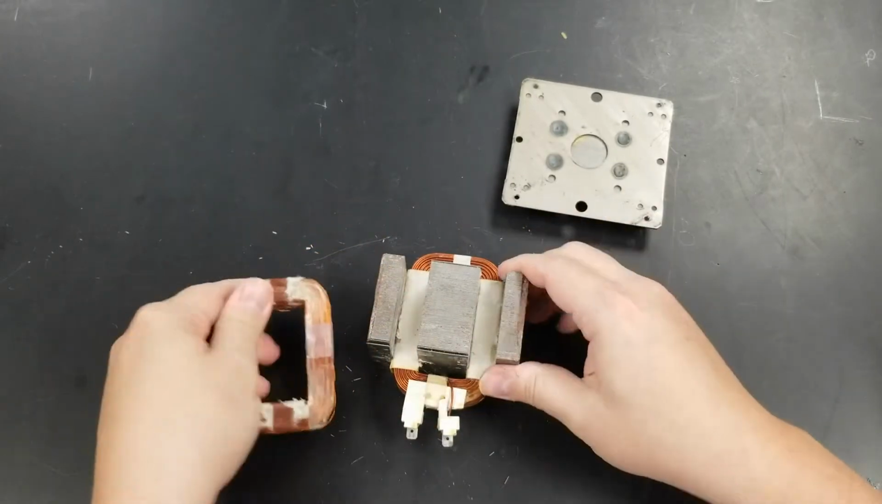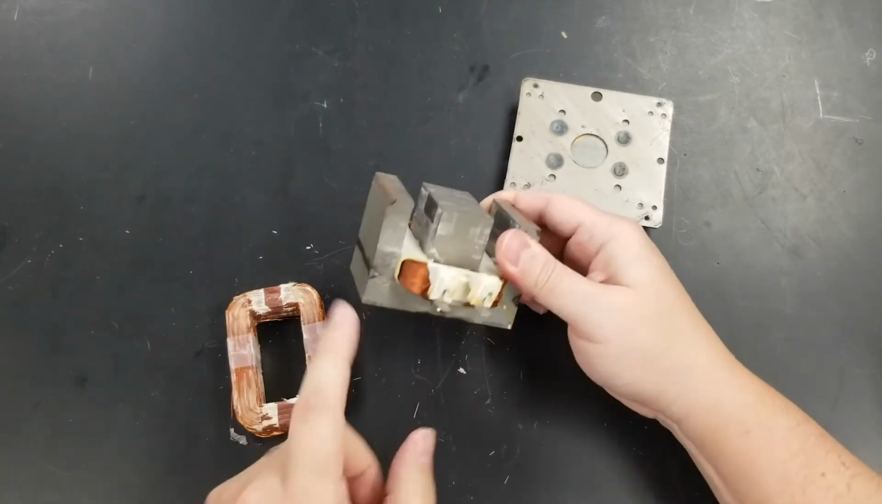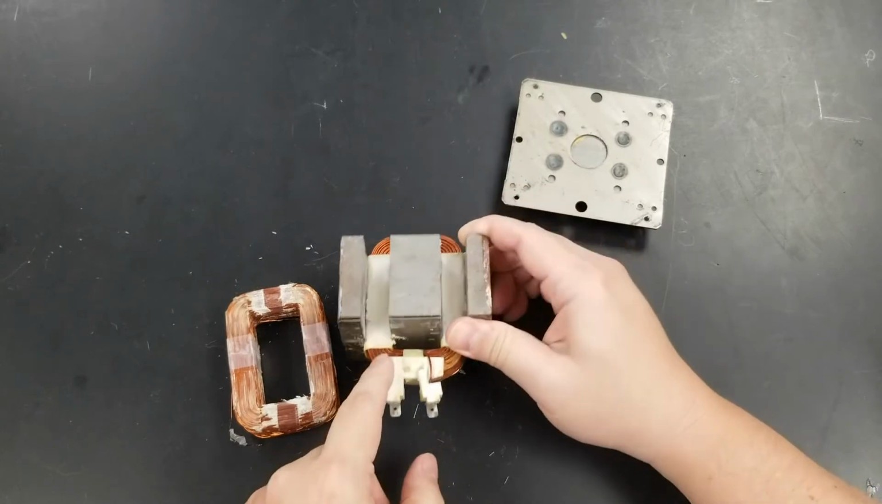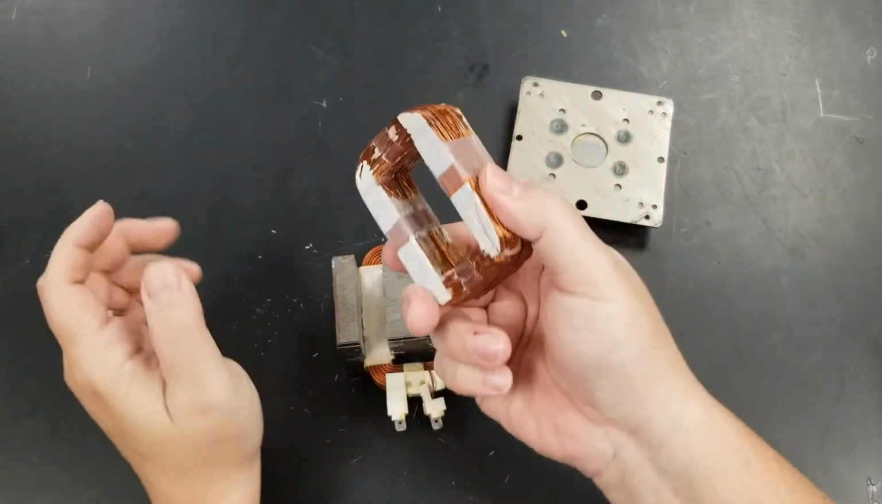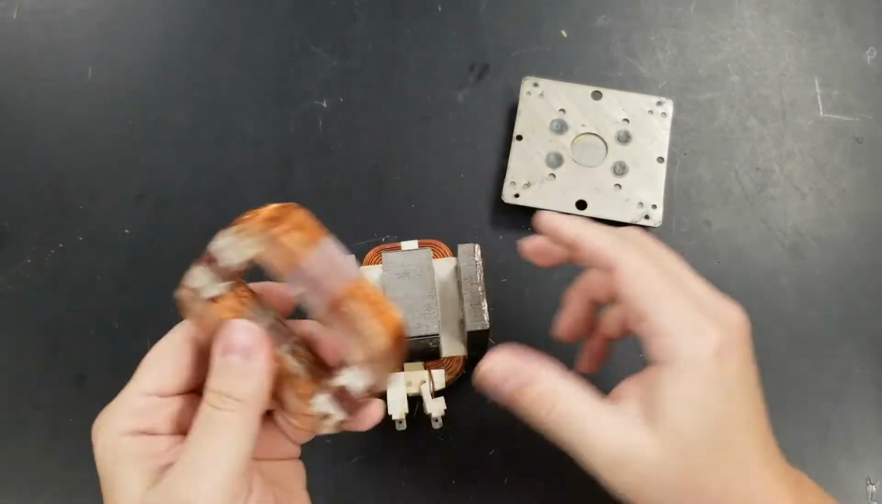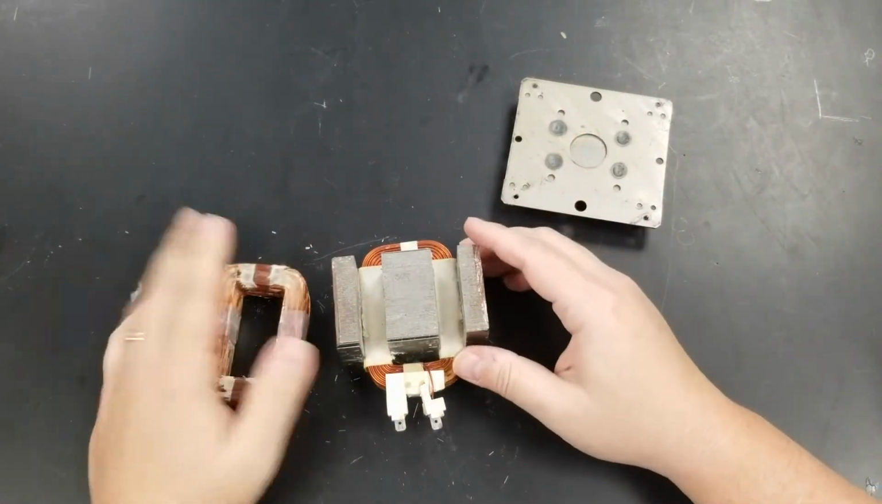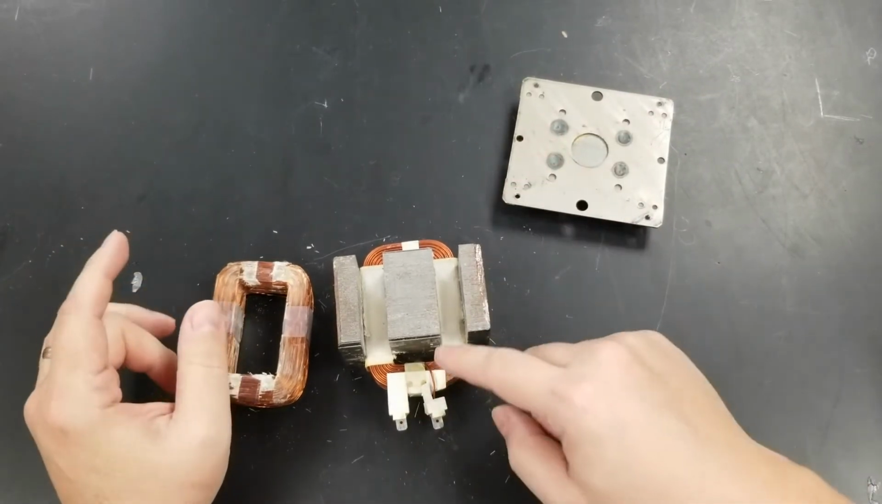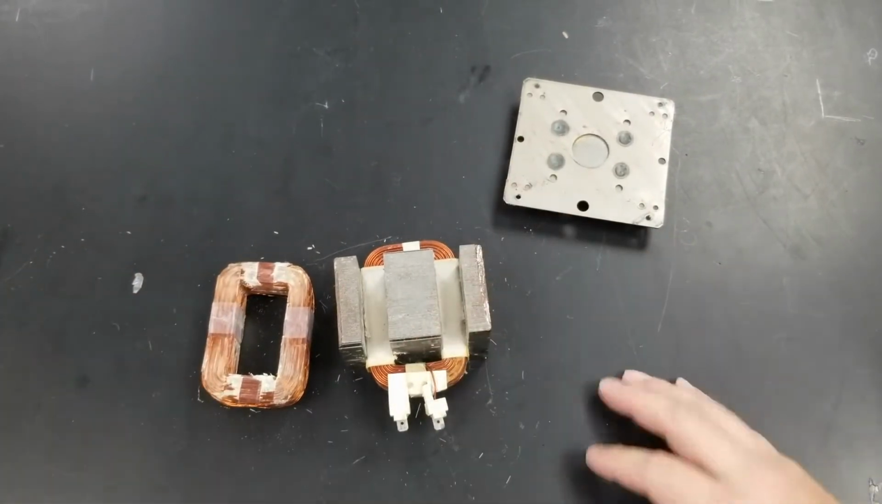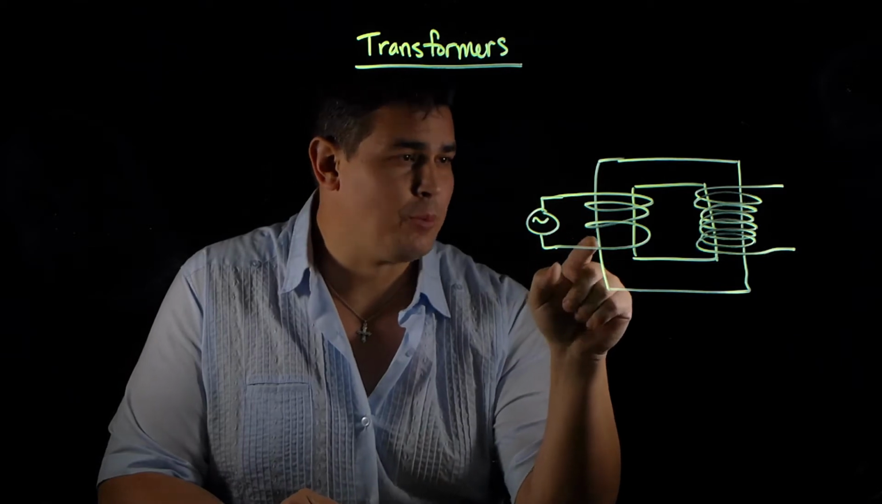But the whole idea of a transformer is I can take a voltage, put it in this primary coil, and it will transform, hence the name transformer, the voltage into a different voltage in the secondary coil, and it also changes the current. So let's look at how to figure out the relationship between the number of coils and the voltage and the current. This is basically what a transformer looks like.